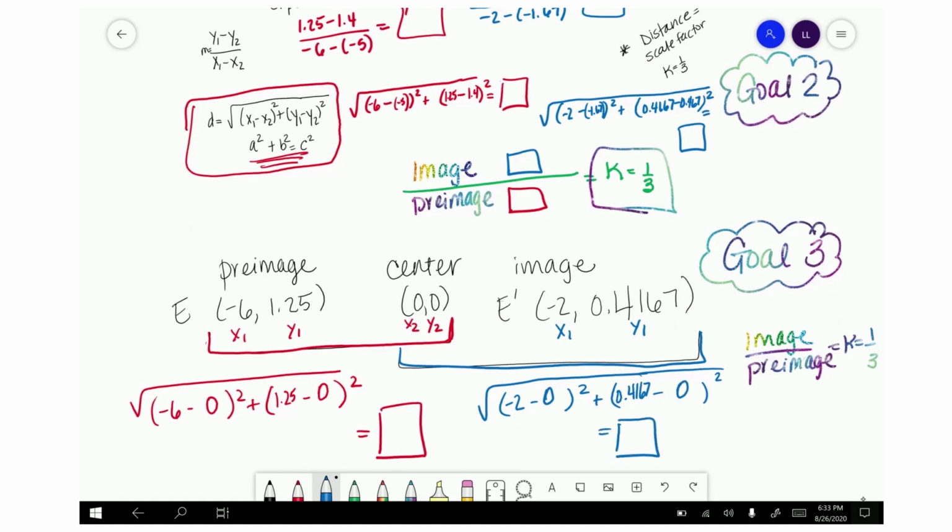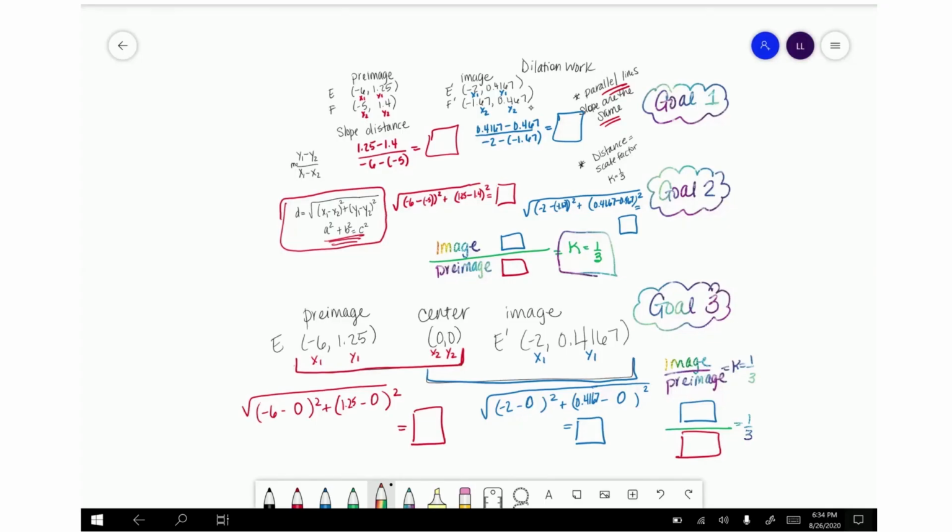So we're going to take those two answers, right? And remember, it's image to pre-image. So image goes on top. That number divided by that number, their pre-image. And we're checking to see if we get the number 1/3. Okay? And again, I'm not going to work out the answer, but that should give you a good setup.